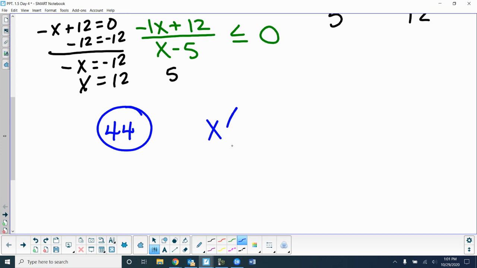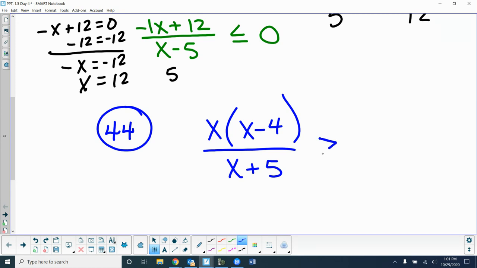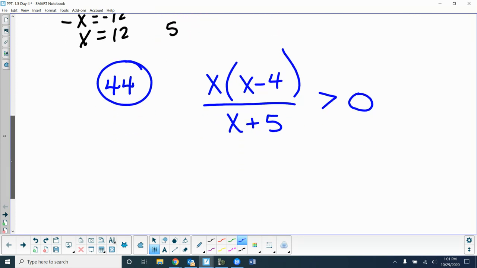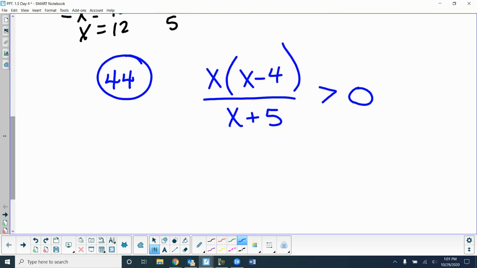We had 3 critical values in this one. We hadn't had one like that before yet. But it's an easy one because it's already factored out and stuff. And the 0 is already there, right? We didn't have to move anything either. So looking at the numerator, give me one of the critical values, Chase.